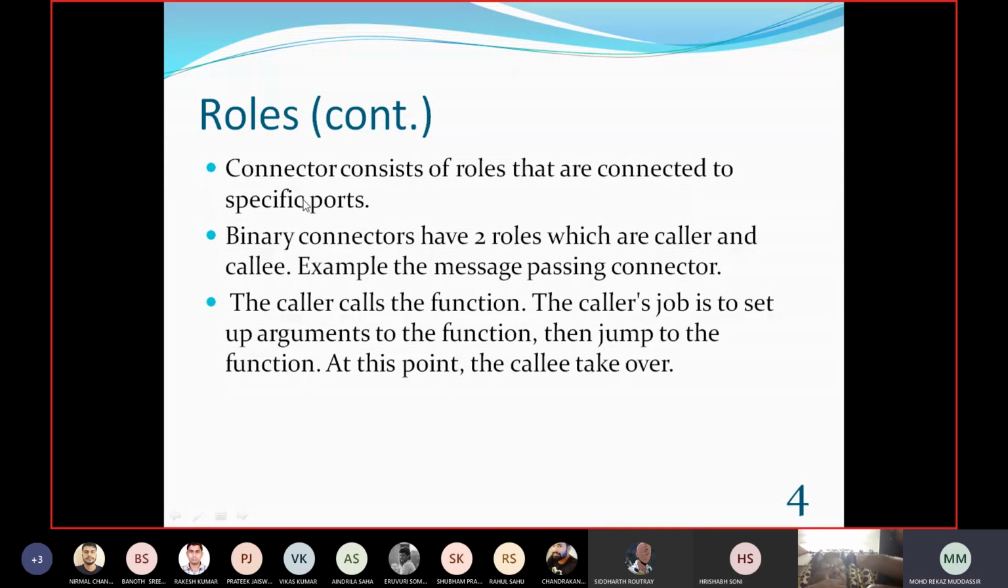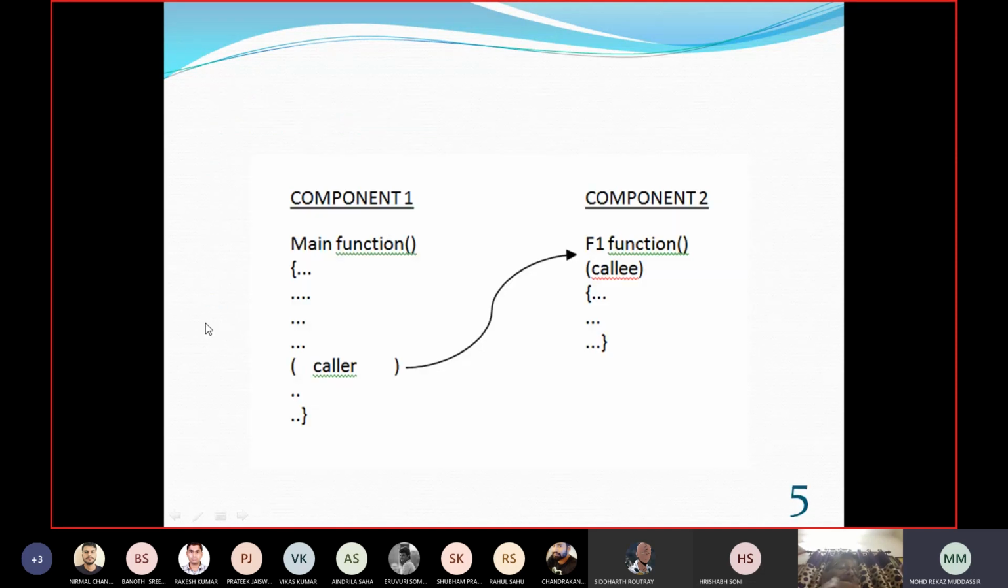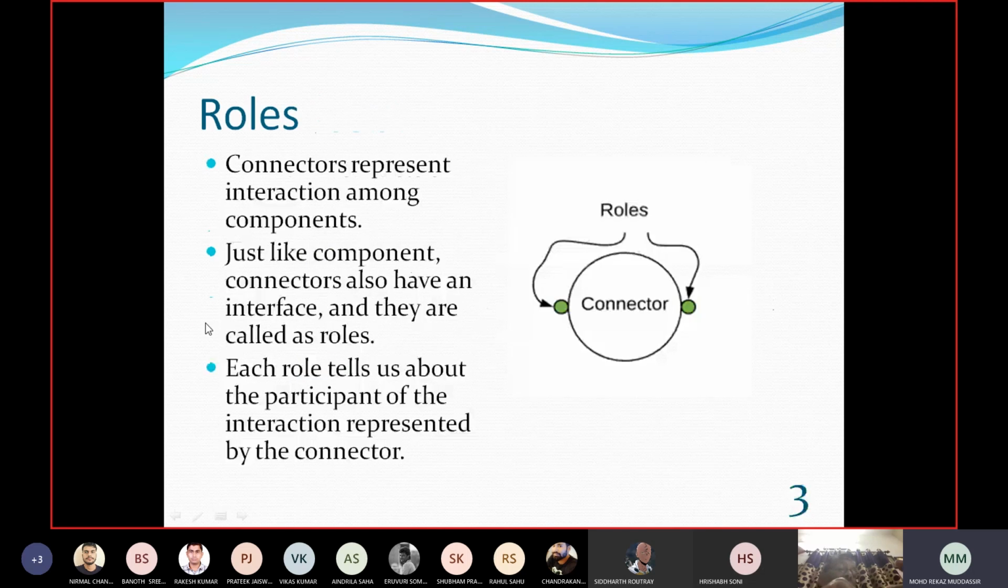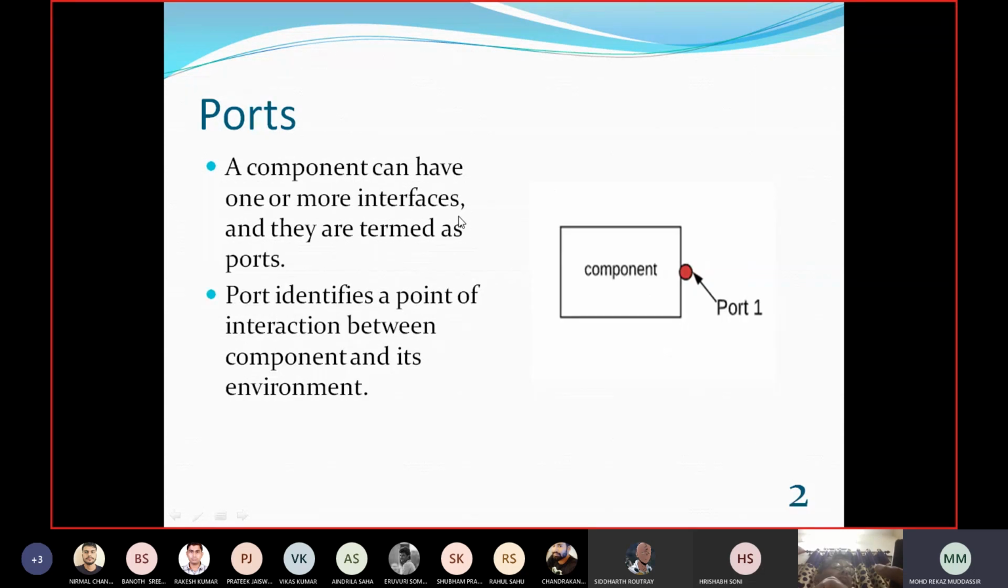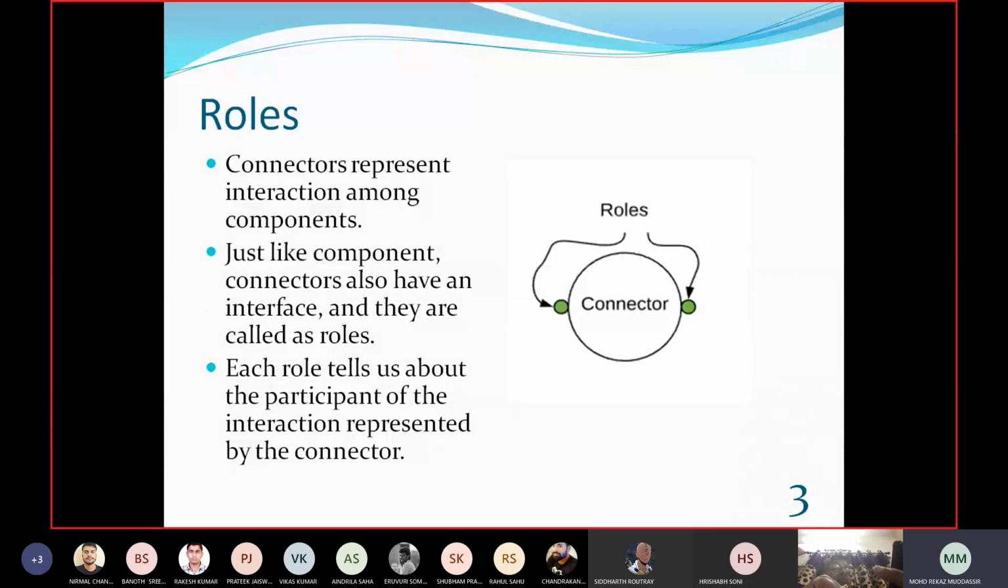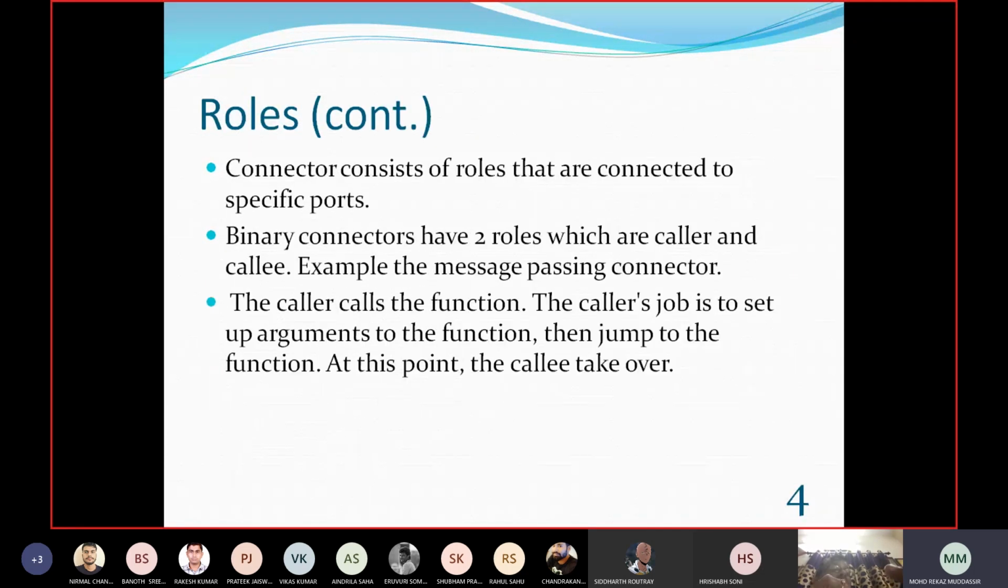So more on roles, a connector consists of roles that are connected to specific ports. As I have already told, these roles are connected to the ports of the component. Like these are the ports, and these roles are connected to them. So a connector consists of roles that are connected to the specific ports.